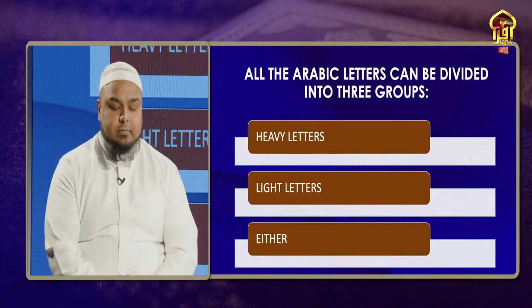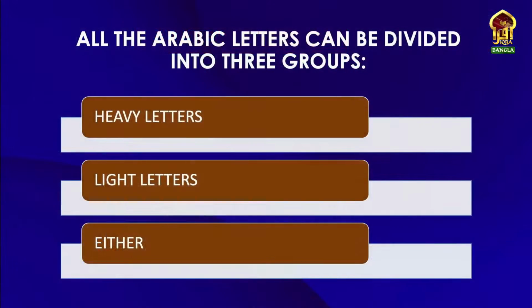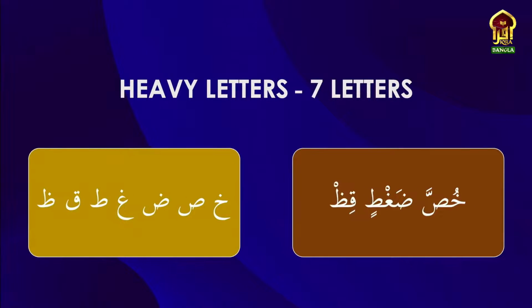Moving on, inshallah, the next topic of today's session is dividing the letters into 3 groups. The Arabic letters can be divided into 3. We have the heavy letters, the light letters, and the third category is letters that are sometimes heavy, sometimes light. This lesson is one of the most important lessons when it comes to becoming proficient in how you pronounce the letters. So we'll go through them inshallah one at a time for you to understand.